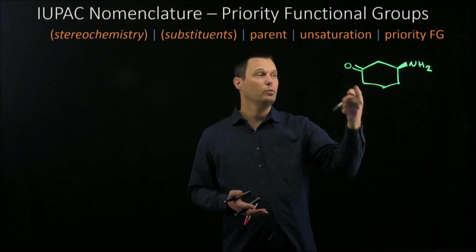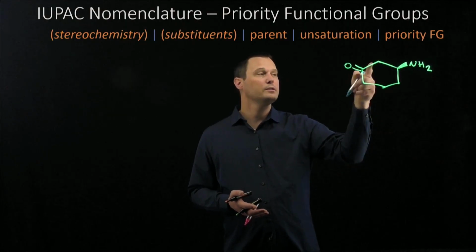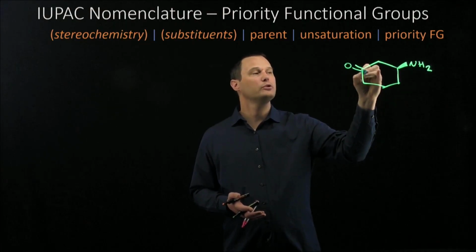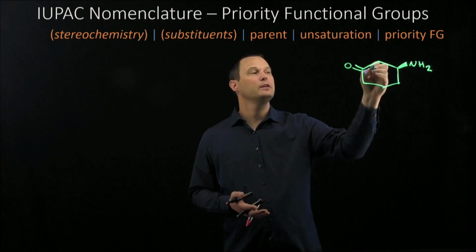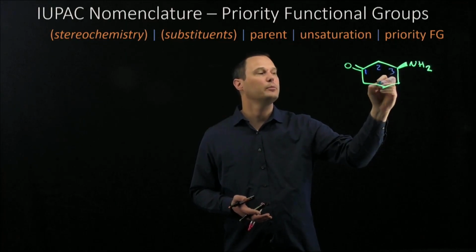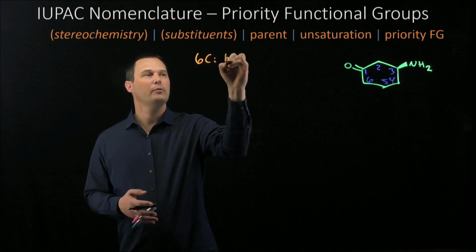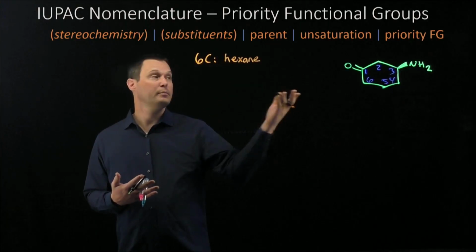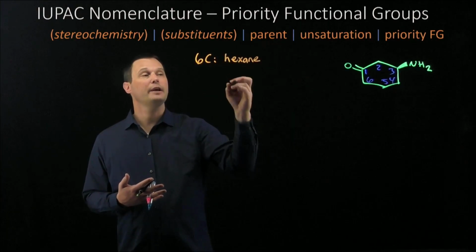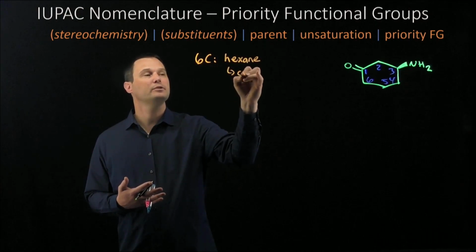For a cyclic molecule, we can put carbon number 1 wherever we want, so by definition, we'll put the priority functional group at carbon number 1, and we'll number to give the next substituent the lowest possible number. Now we're ready to name the parent hydrocarbon. There are 6 carbons in our hydrocarbon, that would be hexane, but it's not going to be hexane because the 6 carbons are not in a linear chain. They're in a ring, so this will be updated to cyclohexane.